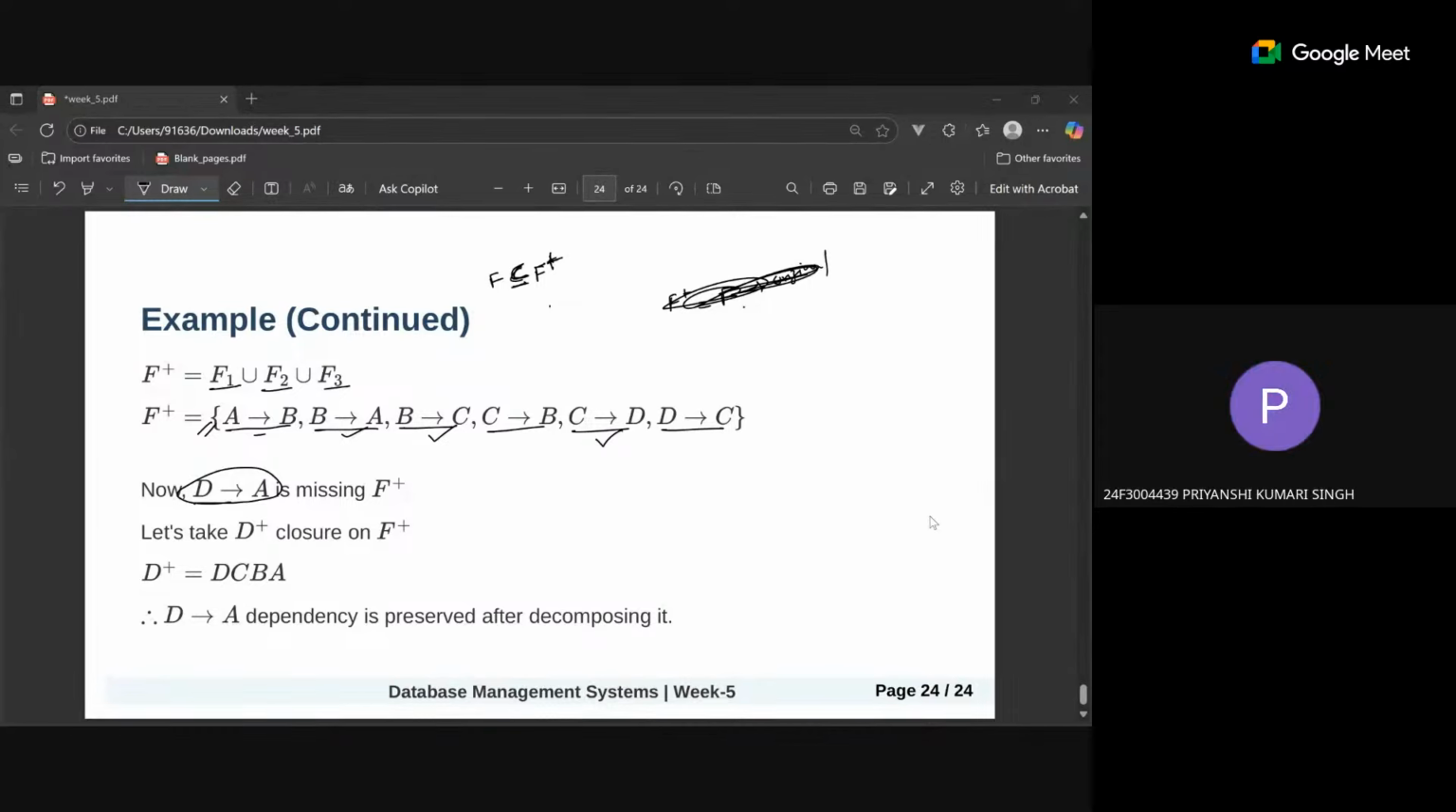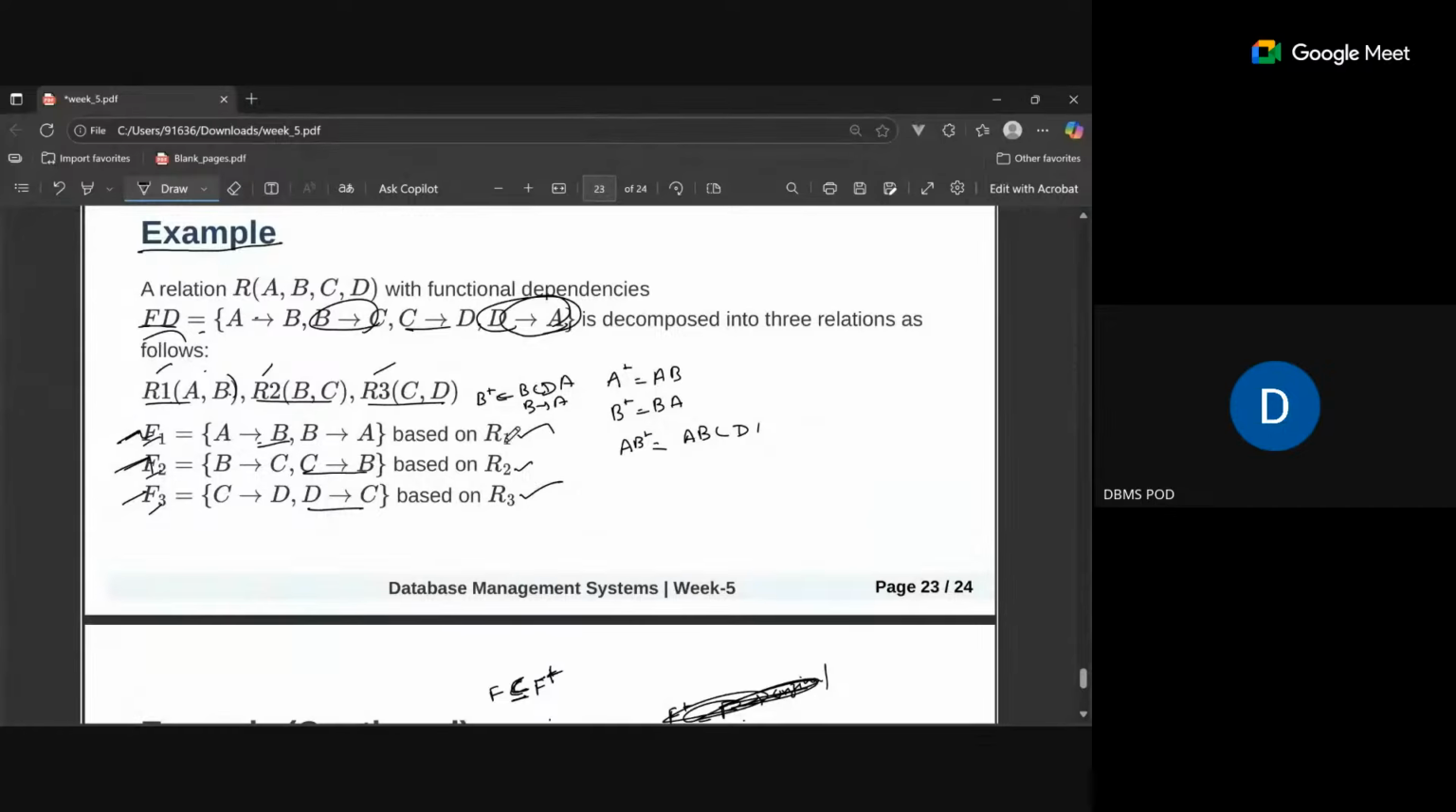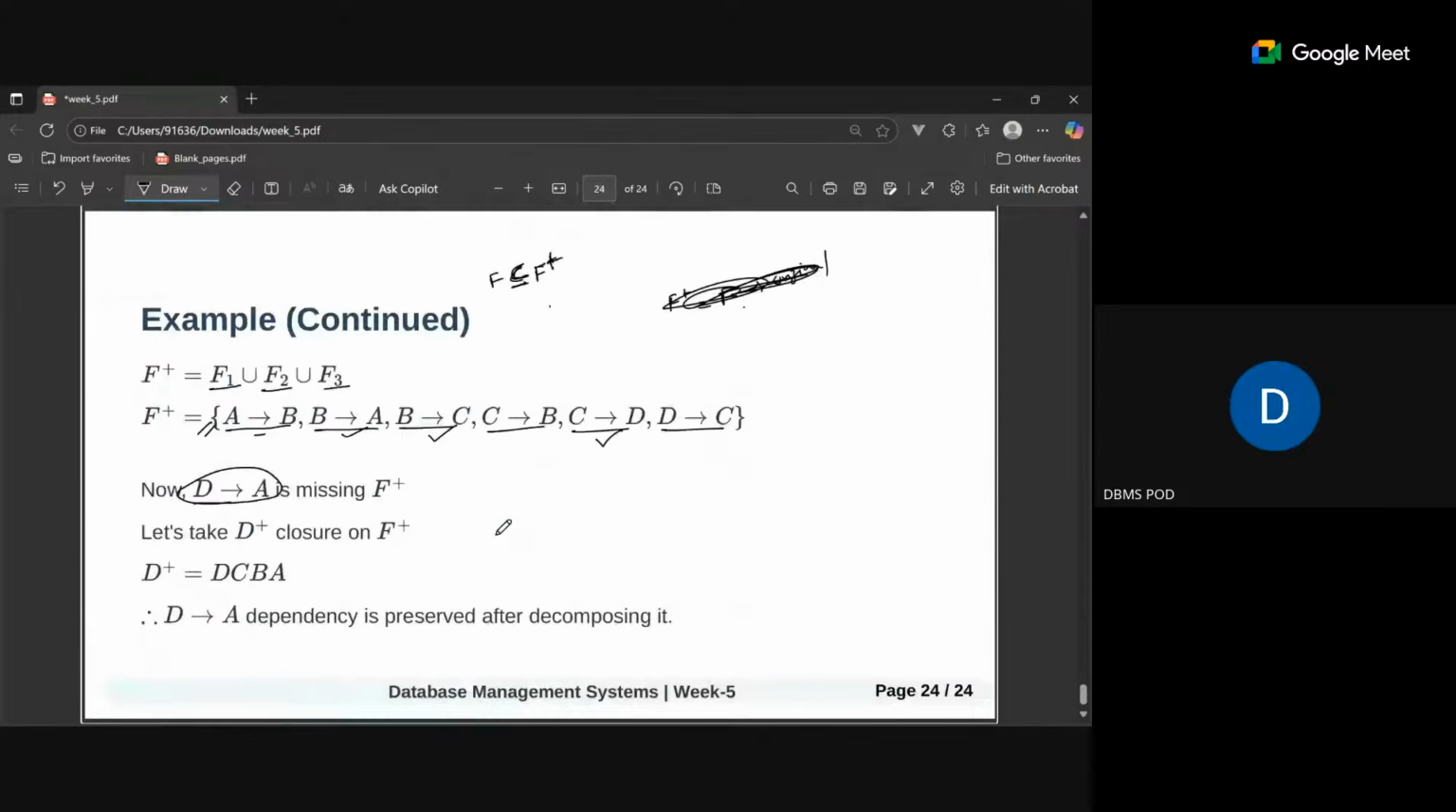Sir, can you explain after the D to A is missing? Sir, the line in which D determining A is missing. After that line, can you please explain again? Sir, in page number 24, in the third last line, it is written now D is determining A is missing in F plus. Can you explain from there again?